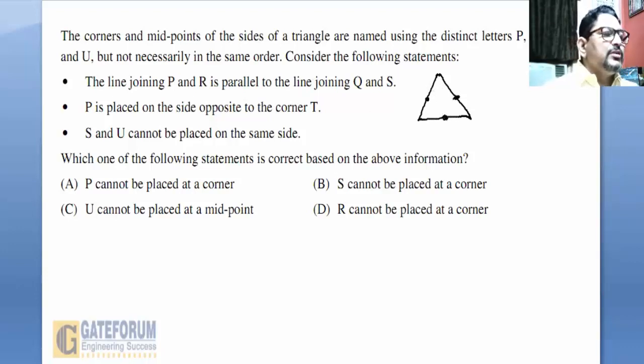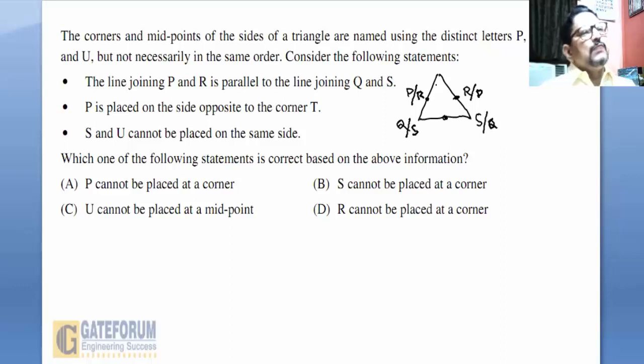So the line joining PR is parallel to the line joining QS. So one of the cases could be this is P, this is R, this is Q, and this is S. This could be the case. But then there is no guarantee that P will be on the left and R will be on the right. So we can also say this could be R and this could be P, and the same vice versa pattern here. But this is one case.